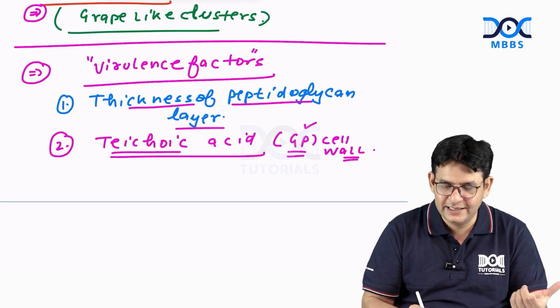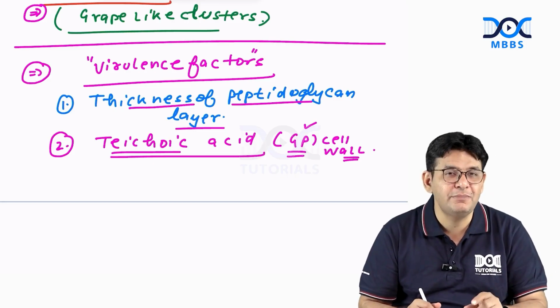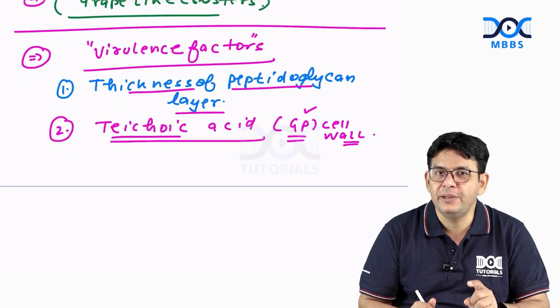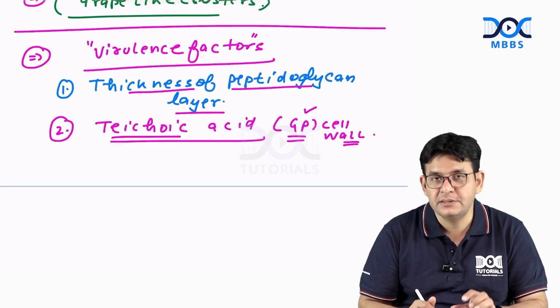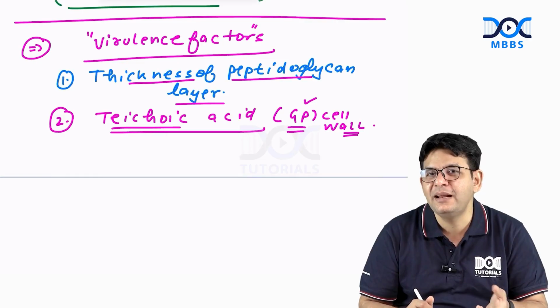So टिकते हैं. टिकते means persist. So gram-positive cell walls have teichoic acid. So this also helps this bacteria to survive. टिकने में help करता है.